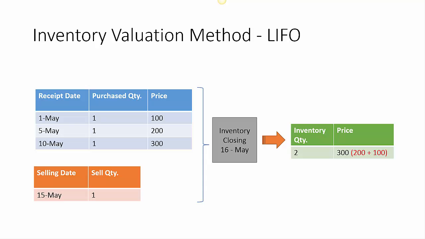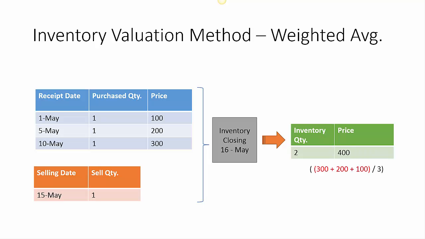LIFO means last in, first out. That means the product which was purchased last will be sold first. Taking the same example as discussed previously, if we sell one piece of bicycle at a certain sales price on 15th of May, on running the inventory closing procedure, as per the LIFO rule, the last purchased product will be sold first. So the inventory cost of two bicycles will be €300. That would be the sum of €200 and €100, since €300 will be used to settle the issue of the product.